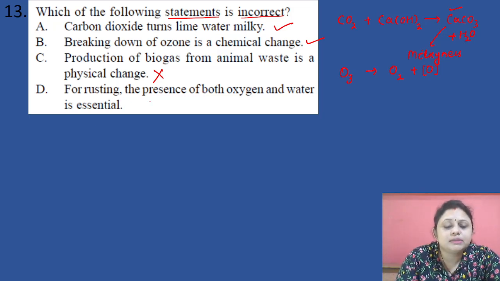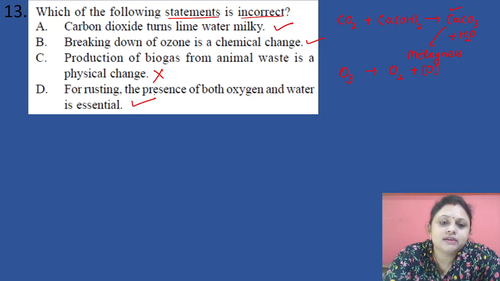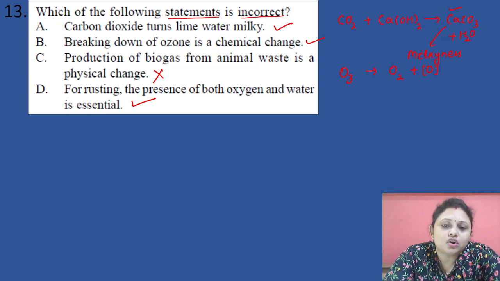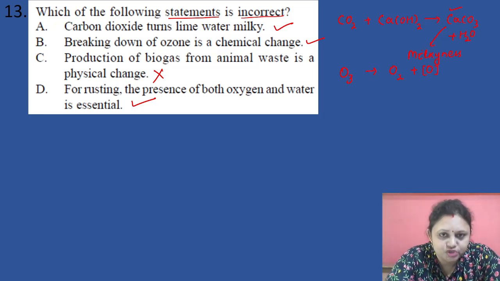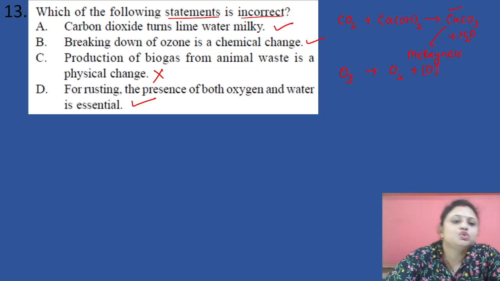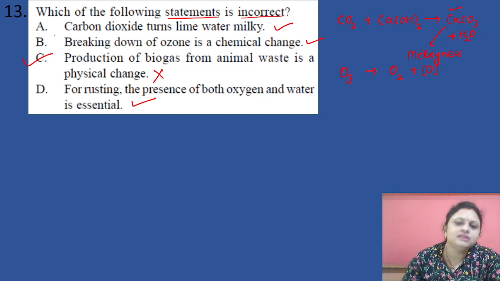Then for rusting, the presence of both oxygen and water is essential. This one is correct because rust occurs when an iron surface comes in contact with oxygen and atmospheric moisture, that is water. Okay, so the correct answer is option C.